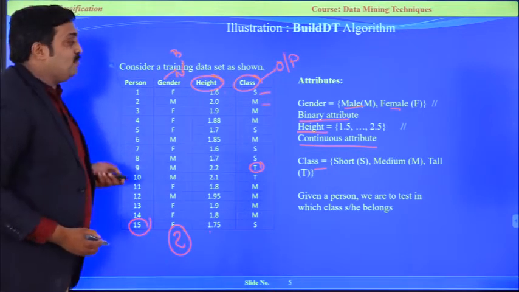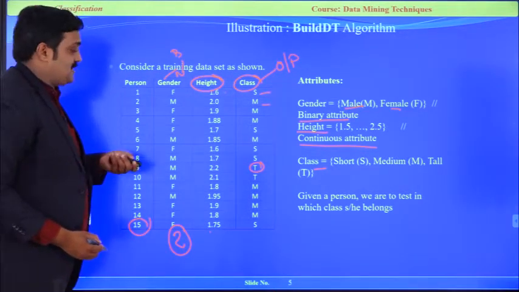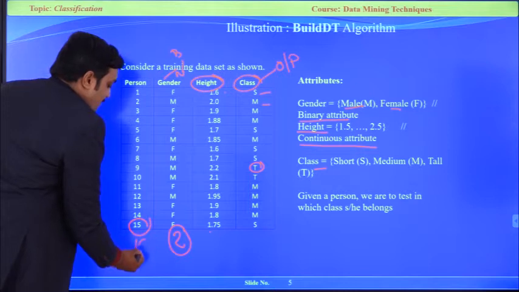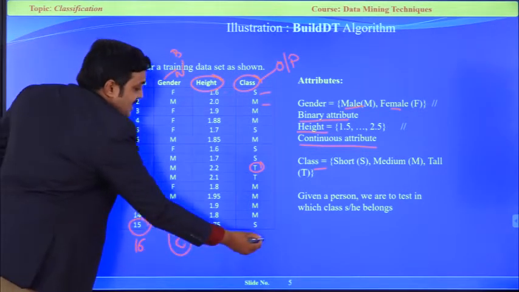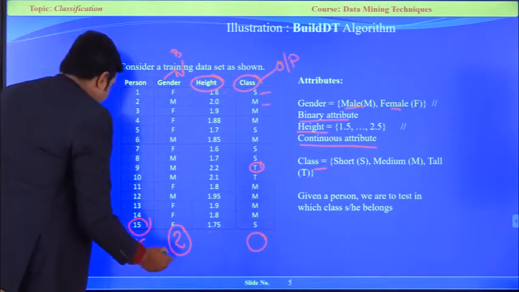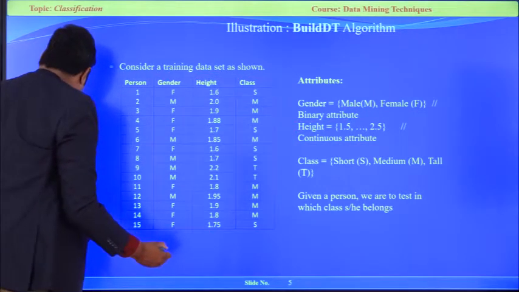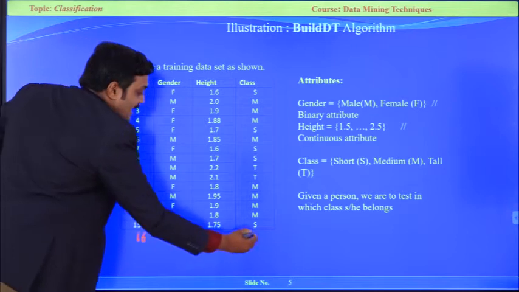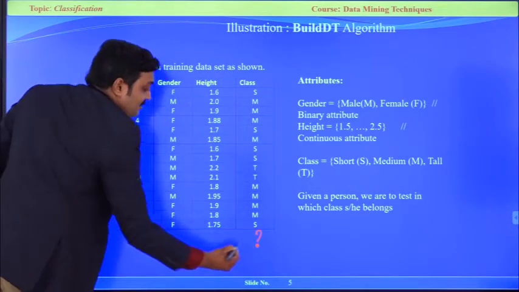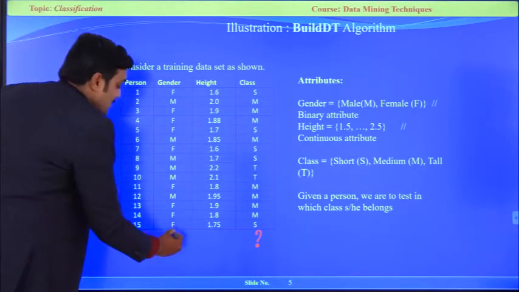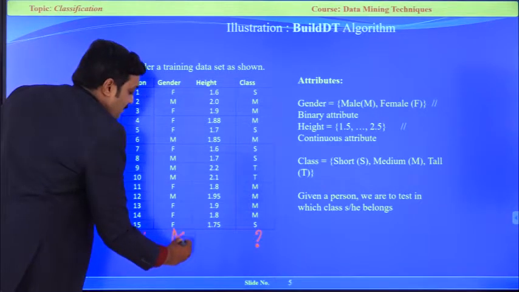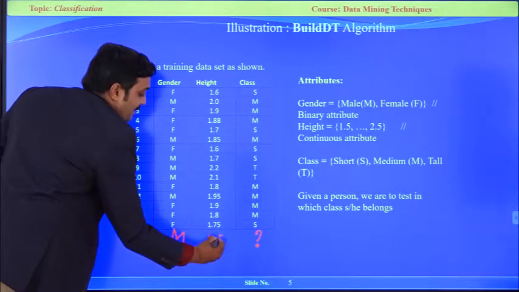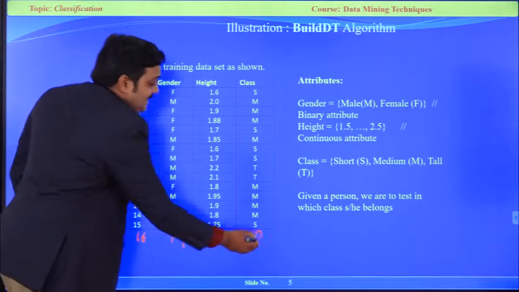Now whenever a new record comes, I want to test it, the 16th record arriving. I want to decide which class it is. I need to find which class it belongs to. Suppose I got a male with a height of 1.9. What class is it? I want to decide.